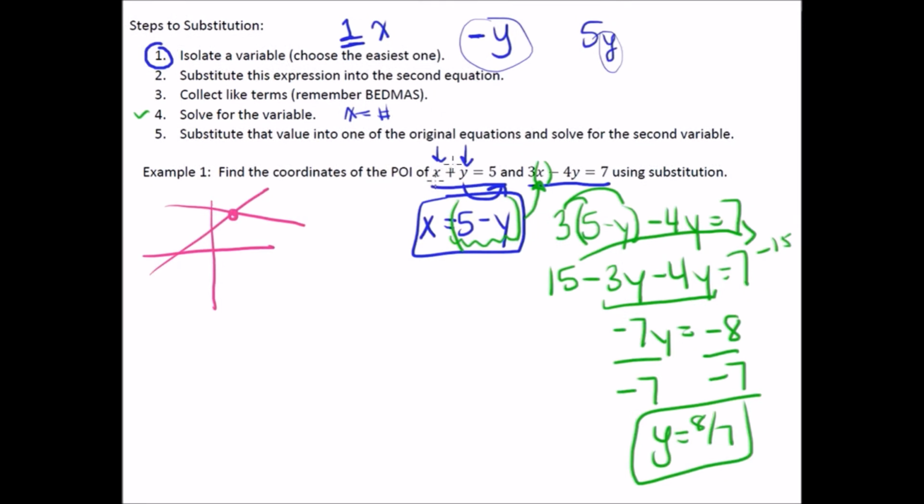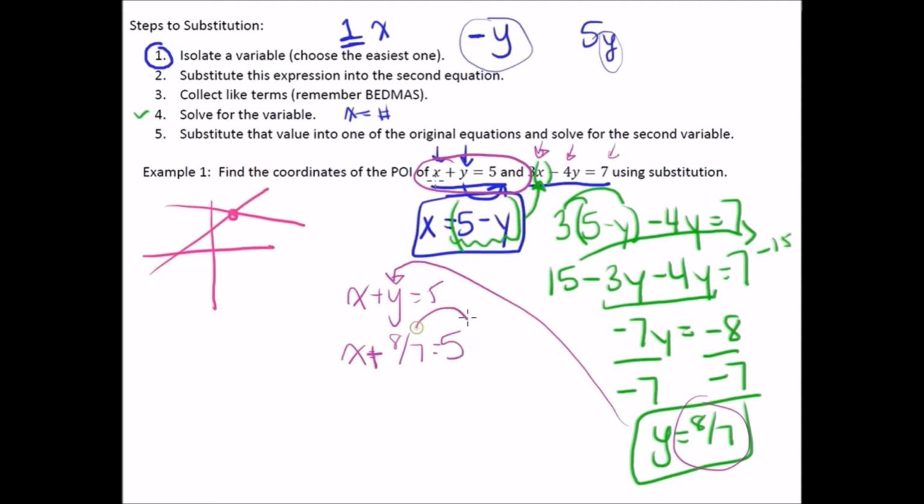The easier one will be x plus y equals 5, this one right here, because then you're not dealing with the 3s, the 4s, and the 7s, right? So we can do x plus y equals 5, and this y right here, 8 over 7, we're going to sub it right into where the y is. x plus 8 over 7 equals 5, and then we just bring that over. x equals 5 minus 8 over 7.